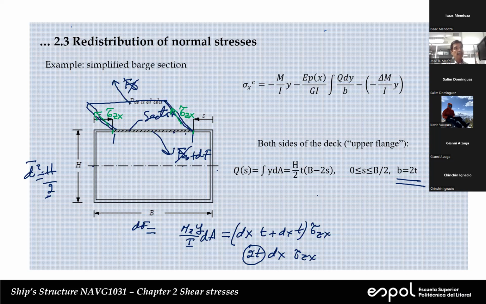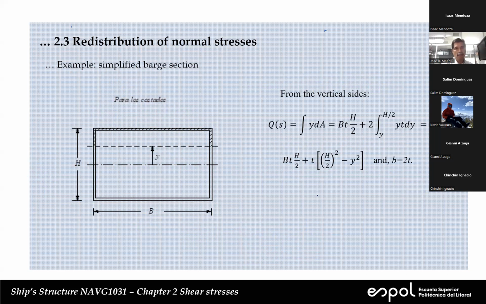Okay, that's your B. So that's the first step. And we have not completed the first step because we have a different geometry than the one that we had before. So this is just for the deck. So we have a rectangle, and the rectangle has a constant distance from the centroid to the neutral axis. Now, let's go now to the side.